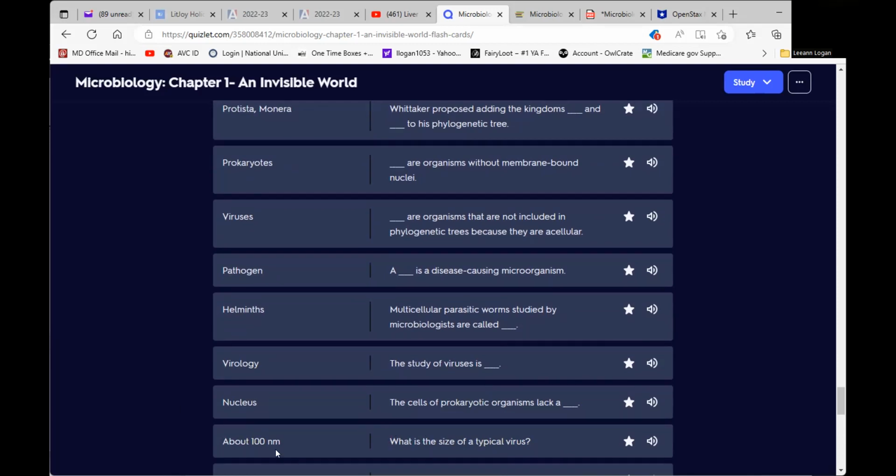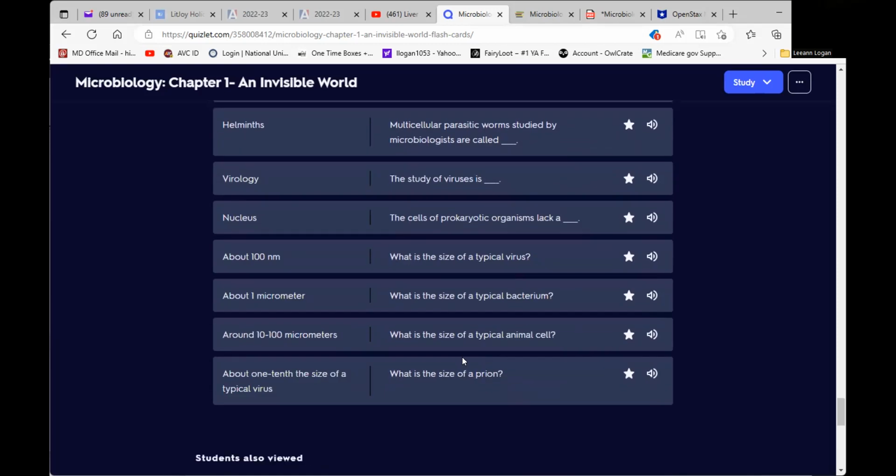What is the size of a typical virus? About 100 nanometers. The cells of prokaryotic organisms lack a nucleus. What is the size of a typical bacterium? About 1 micrometer. What is the size of a typical animal cell? Around 10 to 100 micrometers. A prion is about 1/10 the size of a typical virus.